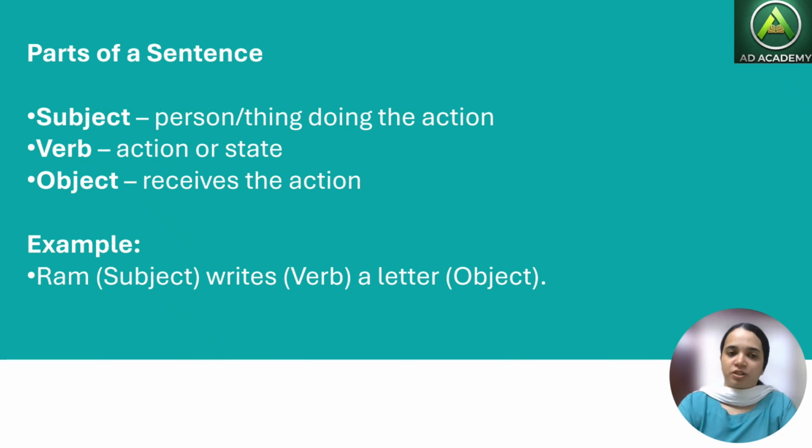Next one is object, or those who receive the action. She eats an apple. So an apple is being eaten by the subject. Example, Ram is a subject. Ram writes a letter. Ram is the subject. Writes is the verb and object is a letter. A letter is receiving the action.